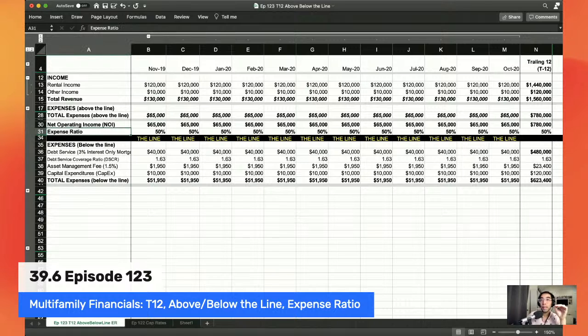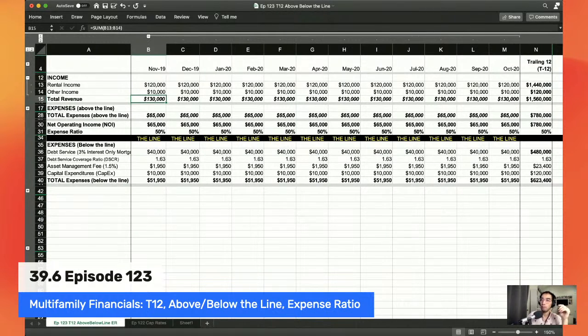Now, the definition of expense ratio is simply the proportion of the total revenue that is allocated to the total above the line expenses. So you would take this top $65,000, divide it by $130,000 for a 50% expense ratio. That's a rule of thumb in a lot of rental properties, especially single family: 50% of your income will go to expenses. It's just a broad rule of thumb, but it really depends on a lot of factors. In this situation, I just set up the math so that it's exactly 50%.